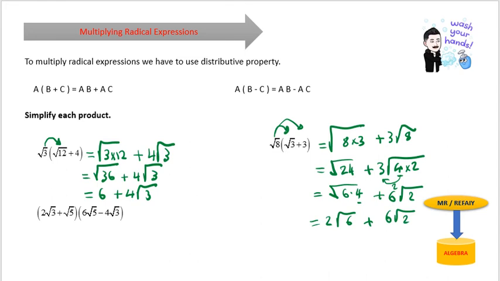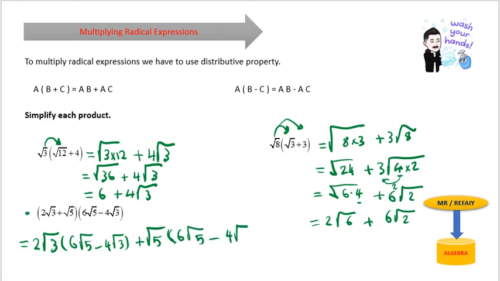Okay, what about this question here? It says we have two brackets. The first one is 2 root 3 plus root 5, times 6 root 5 minus 4 root 3. What we have to do here is multiply 2 root 3 times this bracket, which is 6 root 5 minus 4 root 3, plus root 5 times the same bracket, which is 6 root 5 minus 4 root 3. Okay, let's complete.